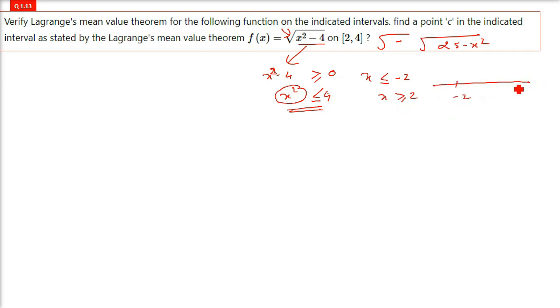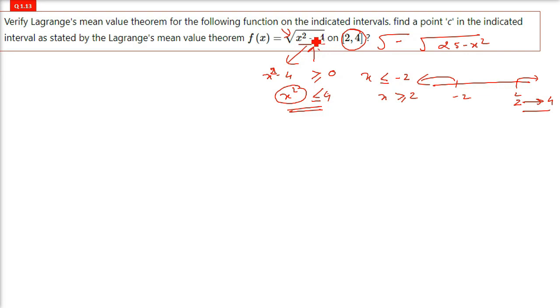See, this is negative 2, this is 2, and this x square minus 4 will only be defined when we are below negative 2 or above 2. And since we are given 2 and 4 as the domain, this is verified, and x square minus 4 will never be negative in this interval. So this function is defined first of all, and then we can go about the continuity and differentiability, and then we can go to the MVT, that is Lagrange's mean value theorem.